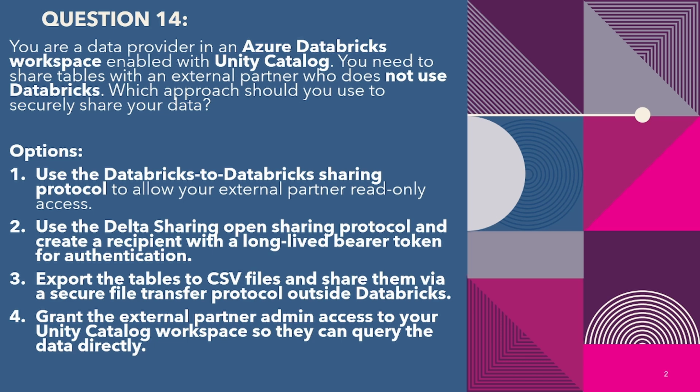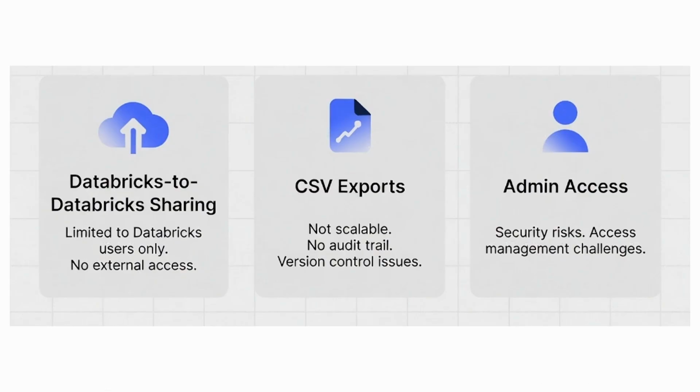Okay, take a moment and think about it. Which one makes the most sense? Hang on, because this part's super important. So why can't we just use the Databricks to Databricks sharing protocol? This method is great if both workspaces are Databricks and both are using Unity Catalog. That's a pretty big if. Our scenario says the partner doesn't use Databricks at all. So while this protocol is fantastic for sharing inside the Databricks ecosystem, it won't work here.